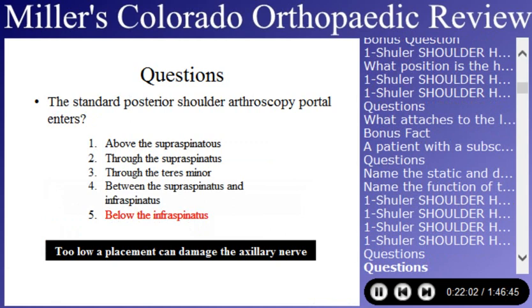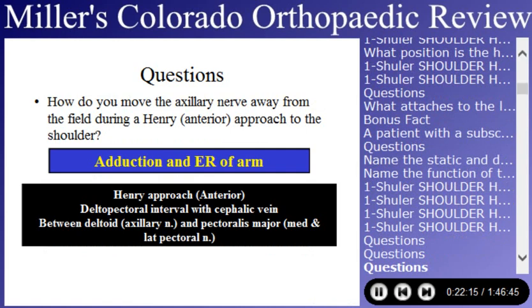Standard posterior shoulder arthroscopy portal interval is where? Too low a placement, a very low placement, can injure the axillary nerve, but it is below the infraspinatus. How do you move the axillary nerve away from your field during the Henry anterior approach to the shoulder? What do you actually do to the position of the arm? There's only one structure on your arm that gets tight with internal rotation when you're doing that approach. You can physically feel it, so you externally rotate the arm and adduct it. Release pressure off the nerve.